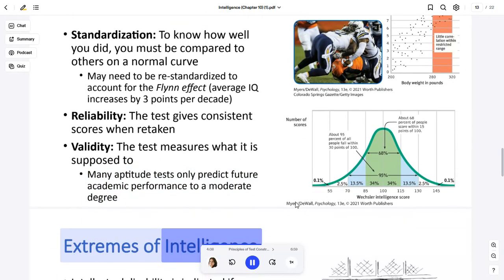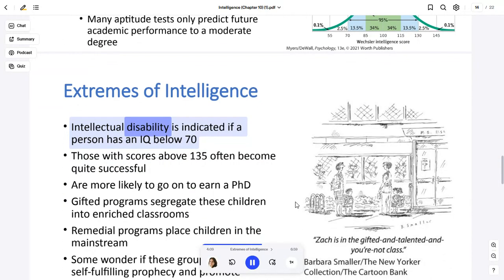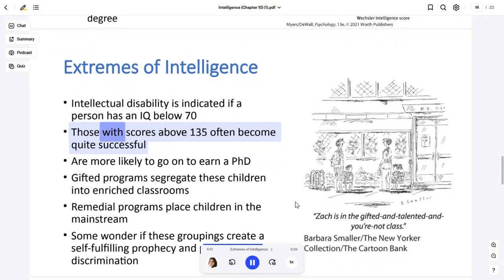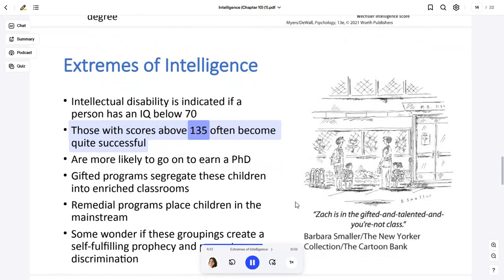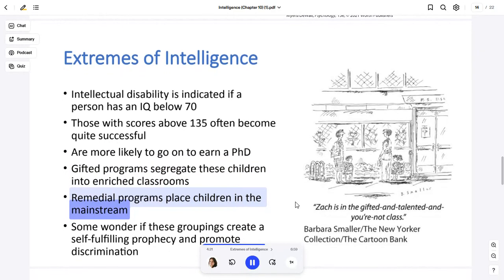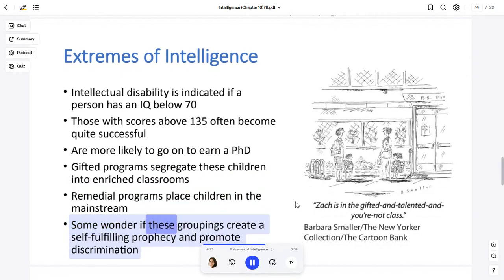Extremes of intelligence. Intellectual disability is indicated if a person has an IQ below 70. Those with scores above 135 often become quite successful and are more likely to go on to earn a PhD. Gifted programs segregate these children into enriched classrooms. Remedial programs place children in the mainstream. Some wonder if these groupings create a self-fulfilling prophecy and promote discrimination.